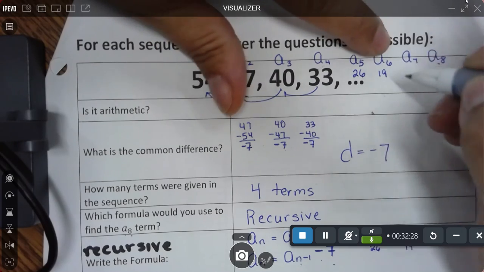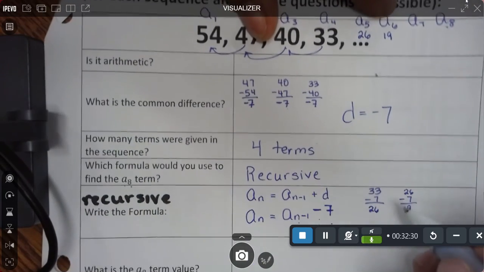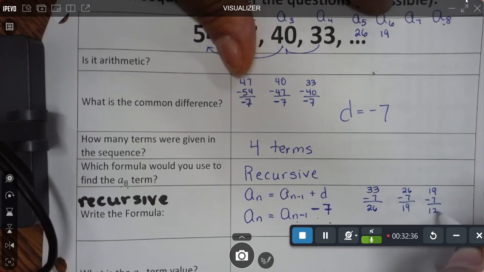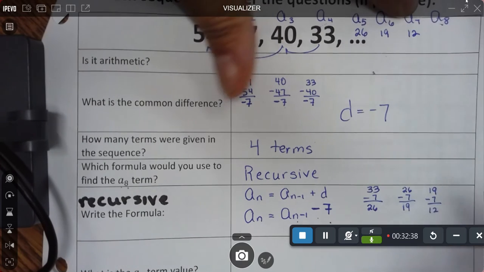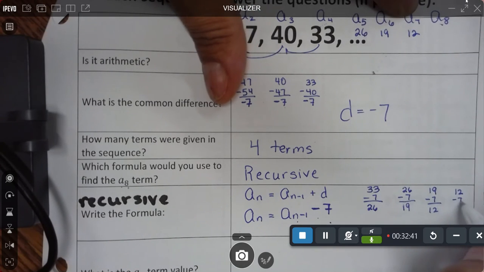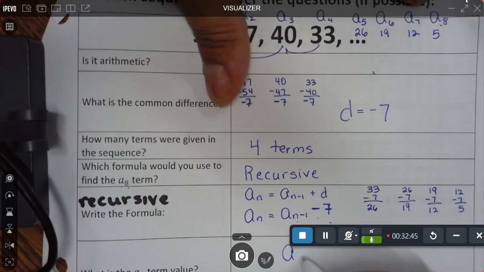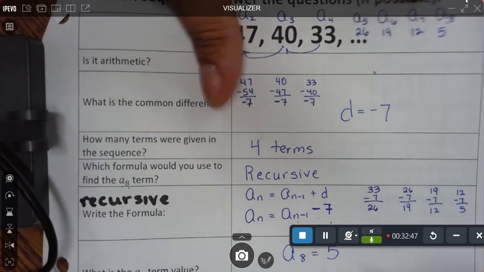19. That means that the 6th term is 19, right? Because we've done this -7 twice. Then you're going to do 19 minus 7. How much is that? 12. That means the 7th one is 12. And 12 minus 7? 5. That means the 8th term is 5. A sub 8 equals 5.